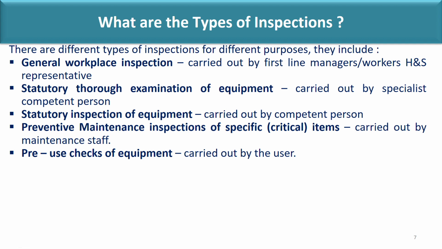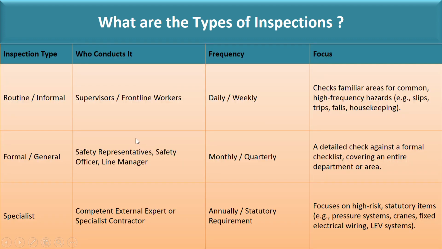What are the types of inspections? As we discussed at the start, we are again discussing the types of inspection. General workplace inspection is carried out by the first line manager, worker or health and safety representative. Statutory thorough examination of equipment is carried out by a specialist competent person. Statutory inspection of equipment is carried out by a competent person. Preventive maintenance inspection of specific critical items is carried out by maintenance staff. Pre-use checks of equipment are carried out by the user, meaning the operator of the machine.